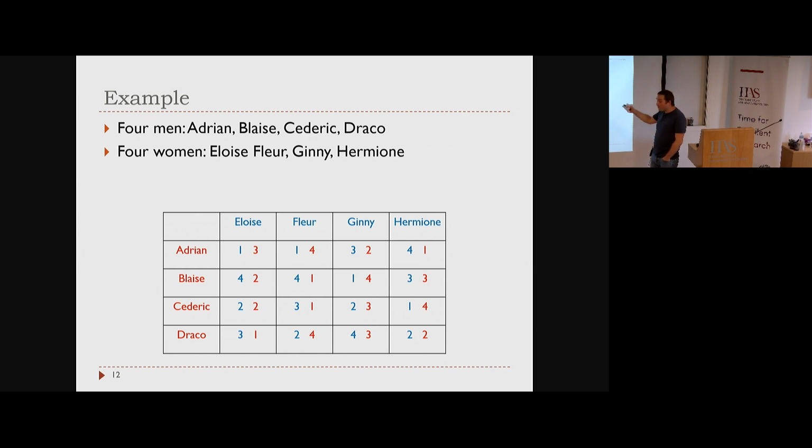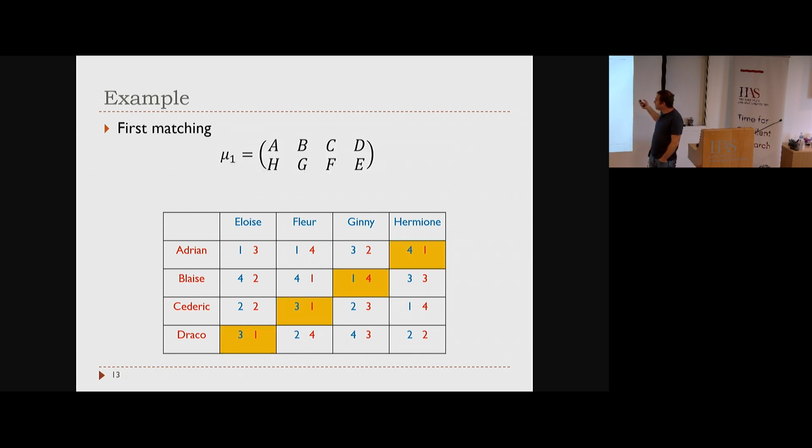So let's look at the first matching, matching mu1. Adrian with Hermione, Blaise with Ginny, Cedric with Fleur, and Draco with Eloise. Is that matching a stable matching by the definition that I just gave you? You have no stable matching, so you should be able to answer.